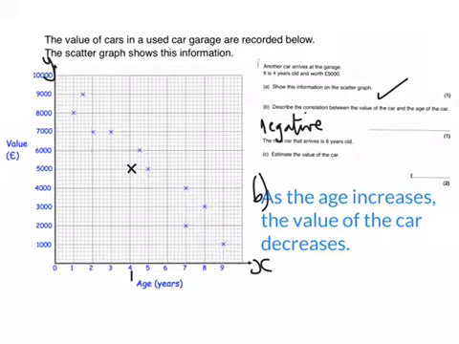Okay, let's look at part C. The next car that arrives is 6 years old. Estimate the value of the car. Now note, this is worth 2 marks, and this is why. They don't tell you, but they're expecting you to draw a line of best fit, and this is why. If I went to 6 years and went up, would I stop there? When would I stop? I don't know how to stop.